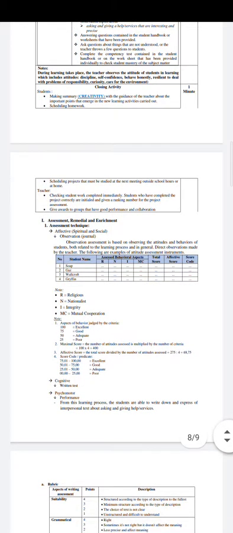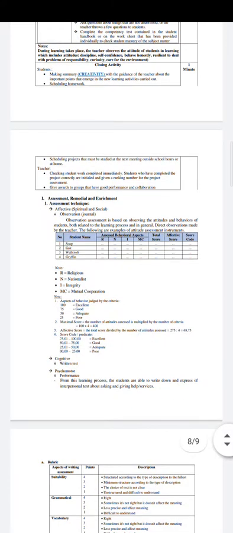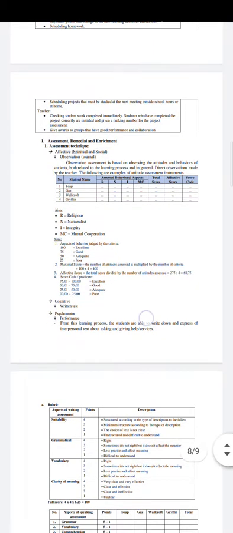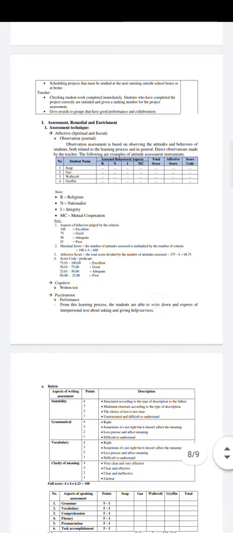The teacher will check students' work immediately. Students who have completed the project correctly are initialed and given a ranking number for the project assessment, and the teacher will give awards to groups that have good performance and collaboration. We'll go to the last one, which is assessment, remedial, enrichment, assessment technique.